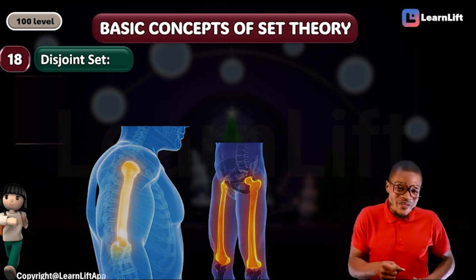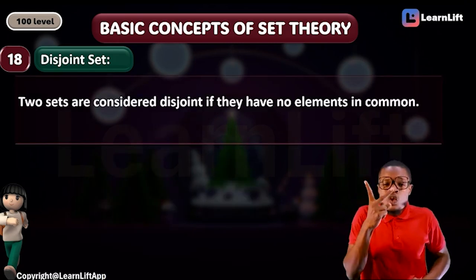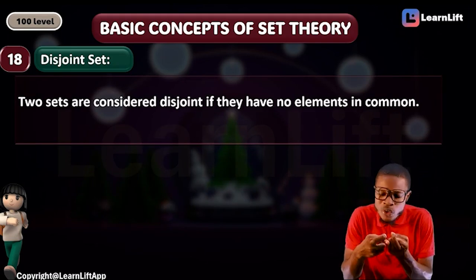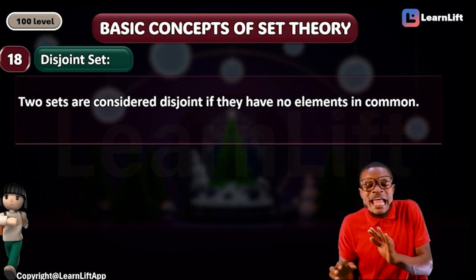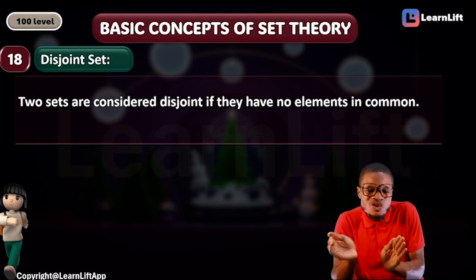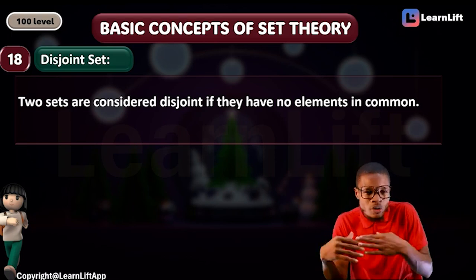Let's go, guys. This is it, very fast. Take note of this very fast: two sets are considered disjoint if they have no element in common. There is nothing linking them in common. Are you there with me?